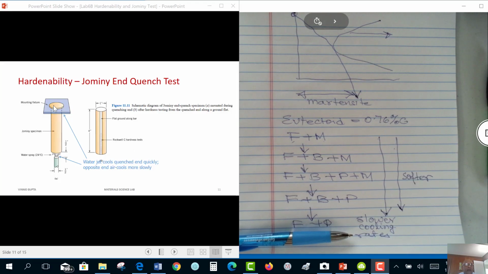Okay, now that we have cooled our specimen, next thing we are going to do is we are going to grind flats on the two sides of the sample. Now we don't have a decent grinding setup. So instead of grinding, what we are going to do is we are going to machine two flats. And here is Professor Humphrey showing that to you.